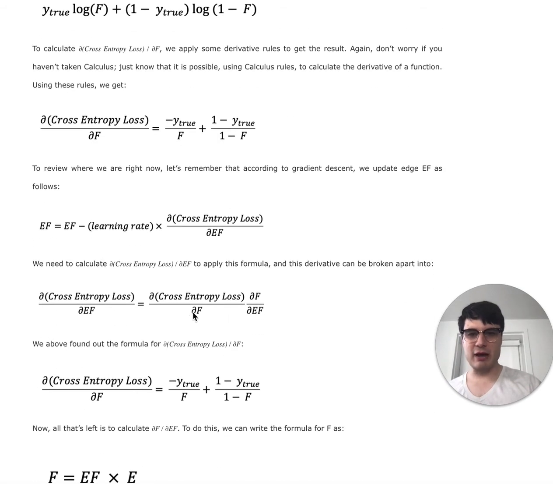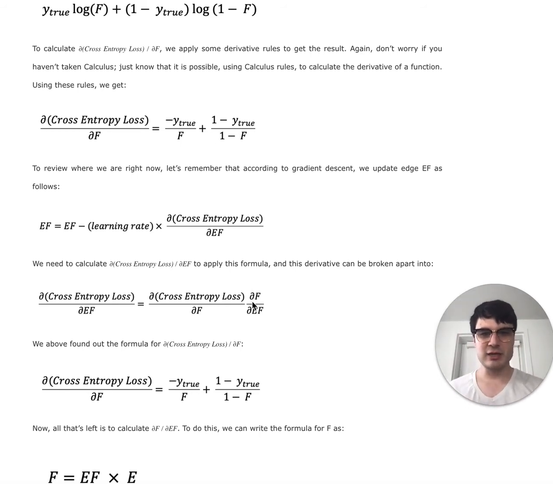A reminder of where we're at: we're trying to calculate the partial derivative of the cross entropy loss with respect to EF, which involves the multiplication of these two terms based on the chain rule. We just calculated the first term, the partial derivative of the cross entropy loss with respect to F, in terms that we're familiar with. We know the value of F, that's the output of the neural network, and we know what y true is. So we have this partial derivative in terms of numbers that we already have once the neural network makes a prediction.